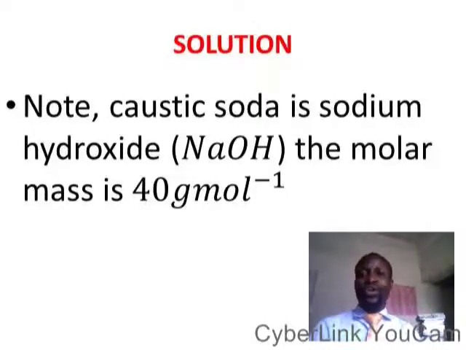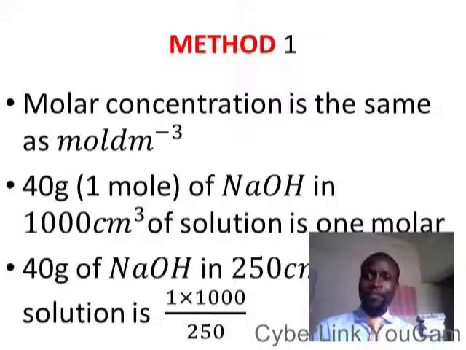Now note, caustic soda is sodium hydroxide and the molar mass of sodium hydroxide is 40. How do we get that? The mass number of sodium is 23. You add it to 16, which is the mass number of oxygen, plus 1, which is the mass number of hydrogen. So the summation of the total relative atomic masses of these three elements that make up this compound is 40. Now let's move on.